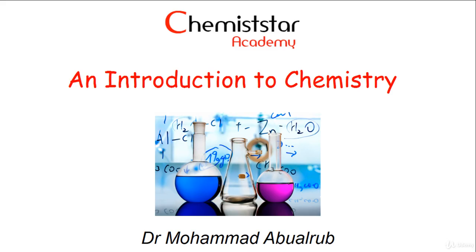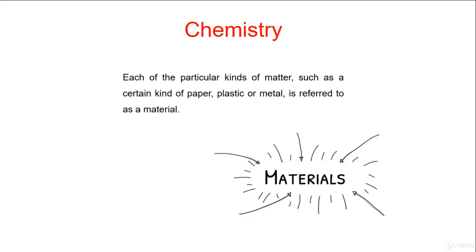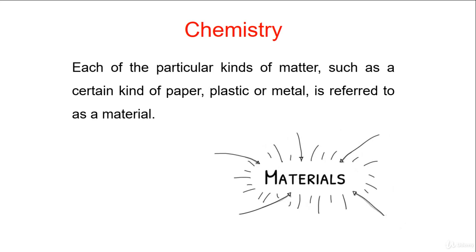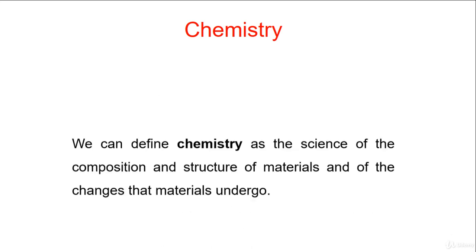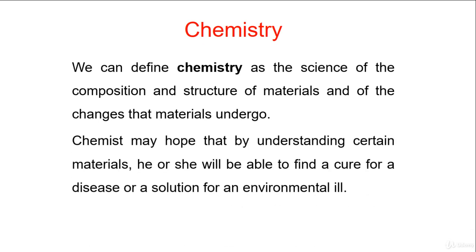All of the objects around you, books, your pen, pencil, and the things of nature such as rocks, water, plants, and animals, substances form the matter of the universe. Each particular kind of matter, such as a certain kind of paper, plastic, or metal, is referred to as a material. We can define chemistry as the science of composition and structure of materials and of changes that materials undergo. Chemists may hope that by understanding certain materials, the chemist will be able to find a cure for a disease or a solution for an environmental ill.